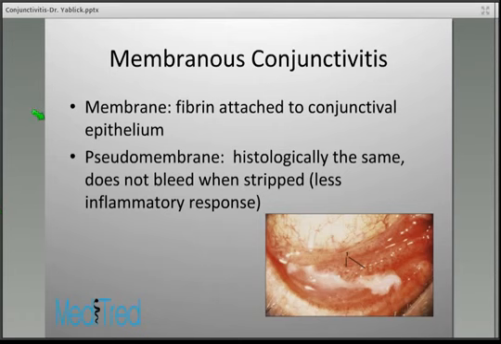And histologically it's basically the same, but whether or not it bleeds I think is based on the degree of inflammatory response. And so if you have a more robust response, your membrane is going to bleed when you strip it from the conjunctiva.